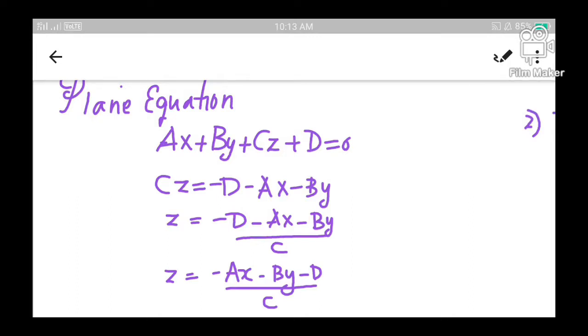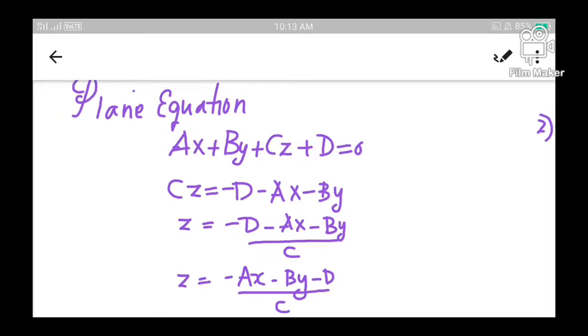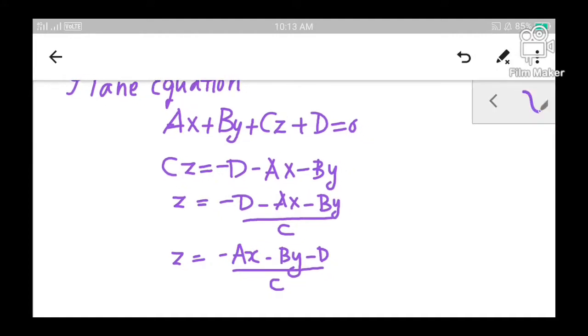Now we got the value of z. So using this equation, we can compute the value of z. What is z? Z is the depth at the point x and y. What are these a, b, c and d? A, b, c and d are the coefficients of the plane equation. So if we know the values of x and y and we know the values of the coefficients, we can compute the value of z. So using this equation, we can compute the value of z at point x comma y.